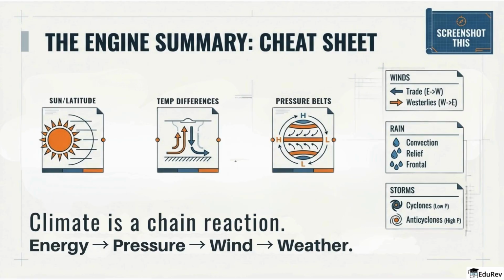Here's your homework. Write this chain in your own words in 4 lines. Then add one Indian example to each. One for monsoon, one for orographic rain, and one for tropical cyclones. If you can do that without looking, you're exam ready.